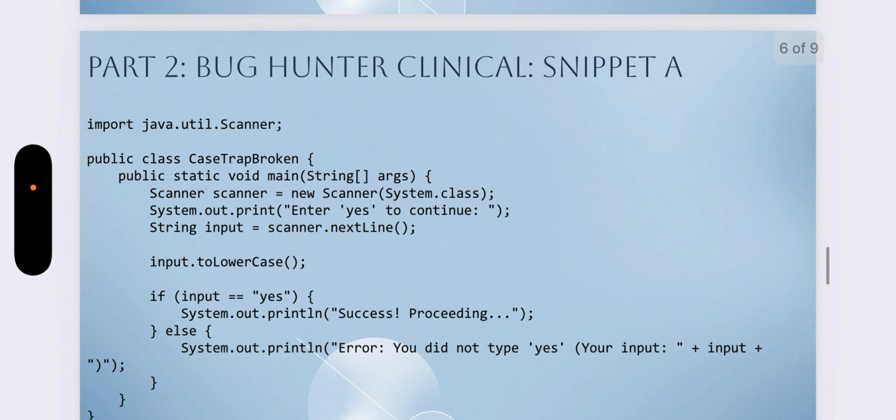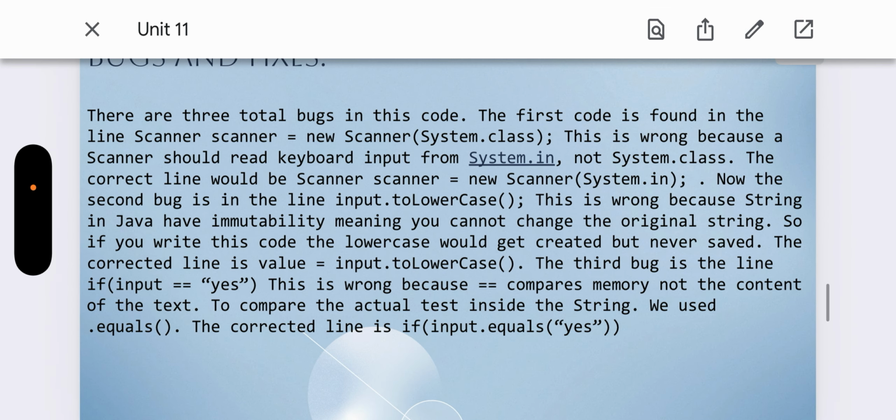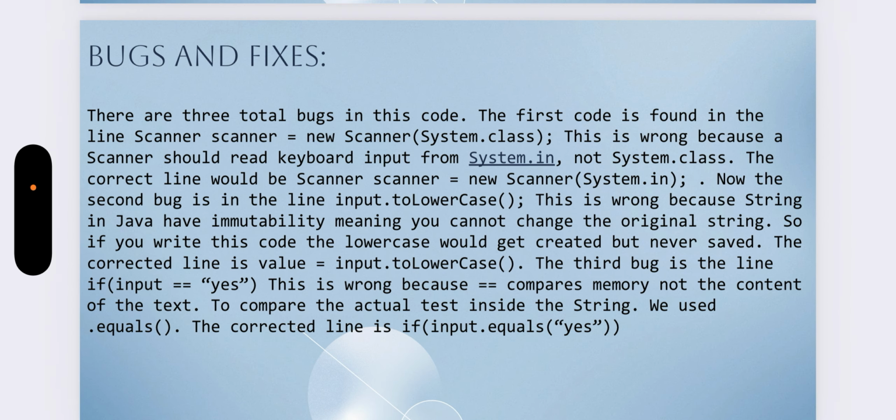Therefore, equals is used to check if strings are exactly the same, while compareTo checks alphabetical order. Part 2, Bug Hunter, Clinical Snippet A. This is the code. Bugs and fixes. There are 3 total bugs in this code.